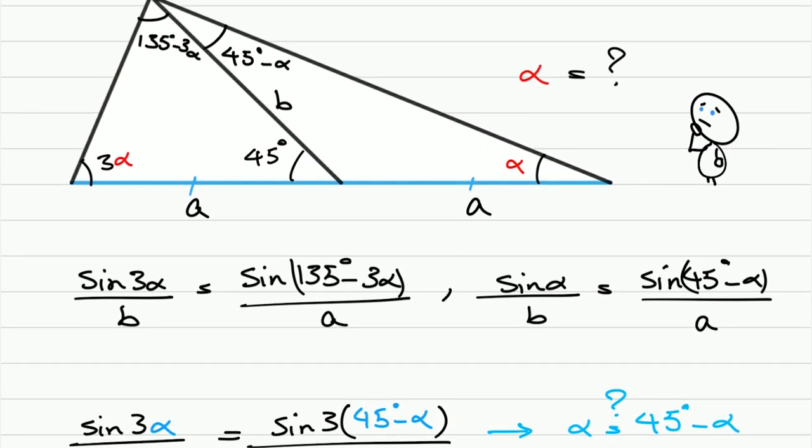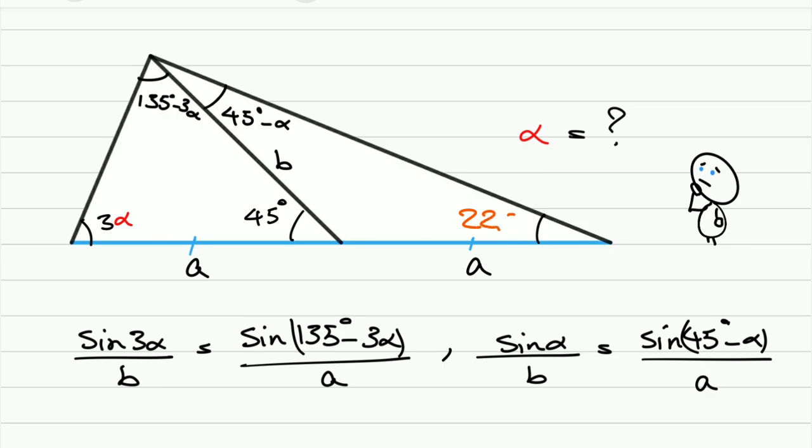Let's get back here. This is 22.5 degrees. This one's 67.5 degrees. And then this is a right angle. So it was a right triangle. Tell me how you solve this problem.